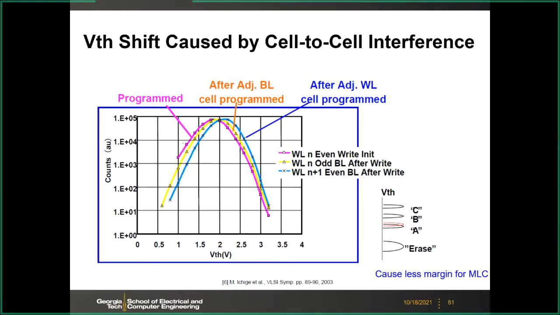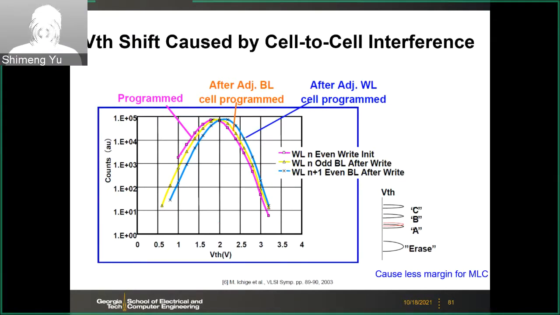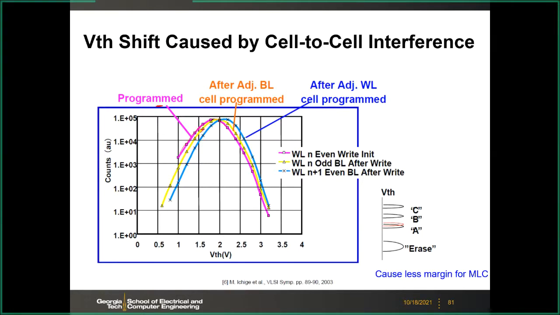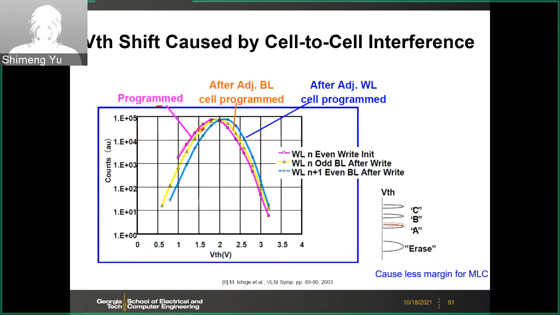So if you look at the distribution of the VTH states, let's say the pink is the programmed distribution. After that, if you do adjacent bit-line programming, then you may shift all the VTH a little bit larger. This shift is not very large, but you will shift a little bit, to the yellow curve. And then after the adjacent word-line programming, you will further shift the VTH to the blue curve here.